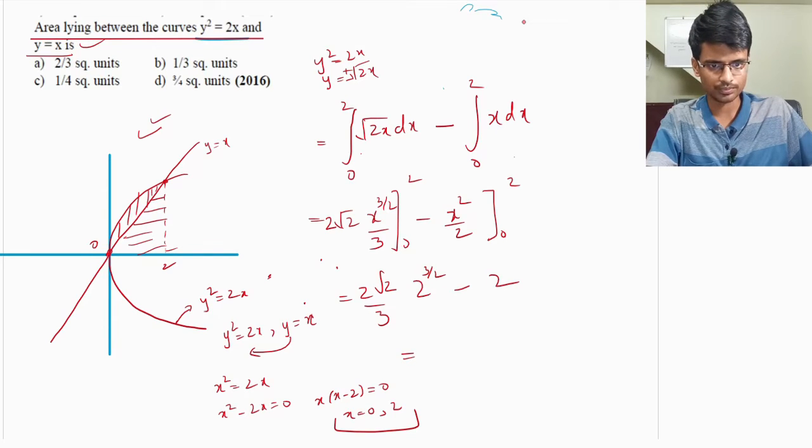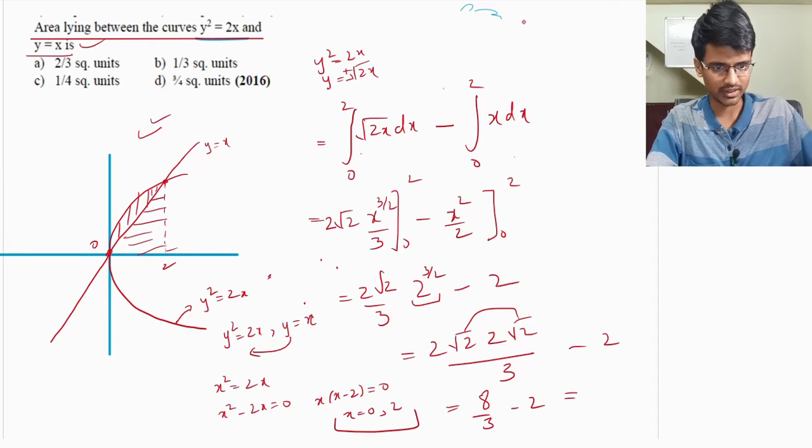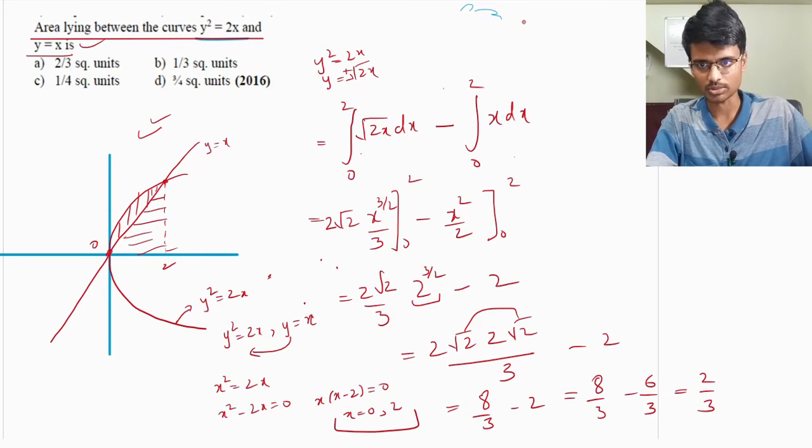How do I solve this? Let me just write. 2 power 3 by 2 is nothing but 2 root 2, right? This is by 3, minus 2. So root 2 is 2, 2 twos are 4, 4 twos are 8. 8 by 3 minus 2 is what I'm getting. On simplifying this, 8 by 3 minus 2 threes are 6 by 3. 8 minus 6 is 2, so 2 by 3. So the correct answer is option A.